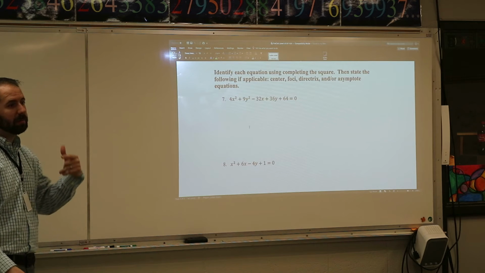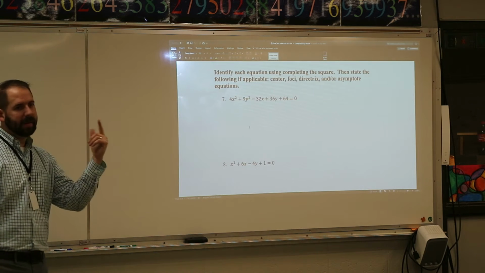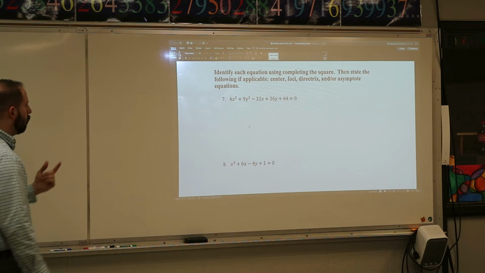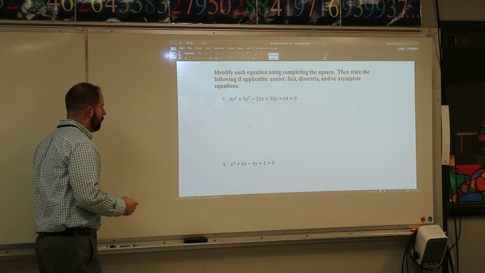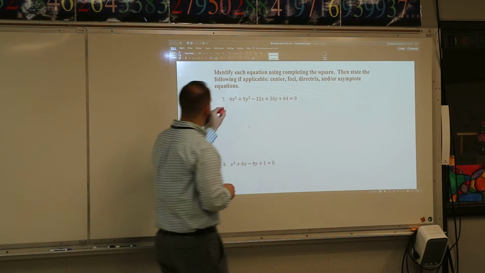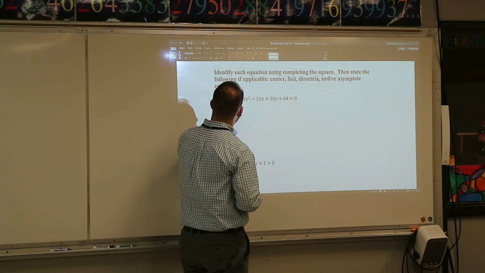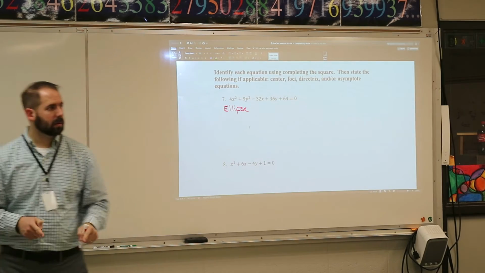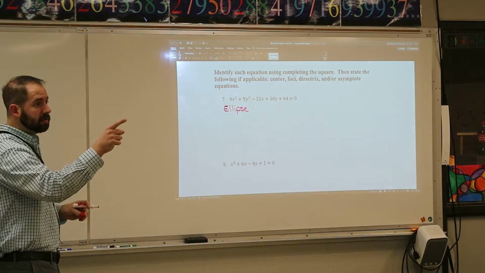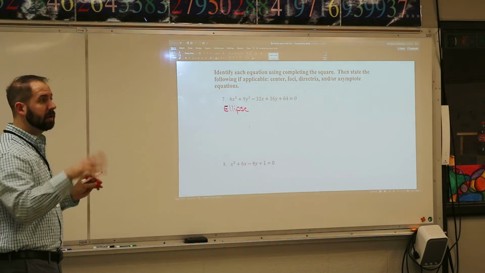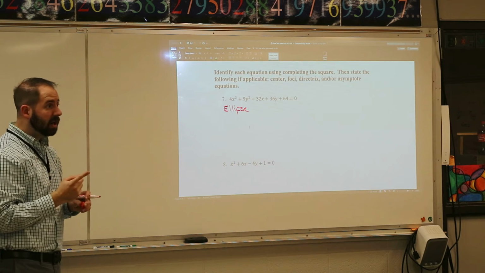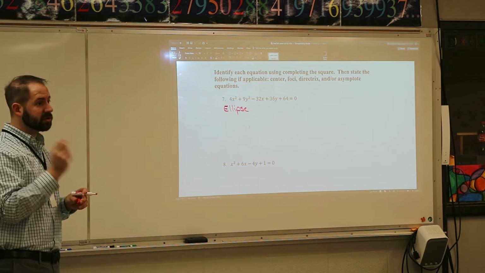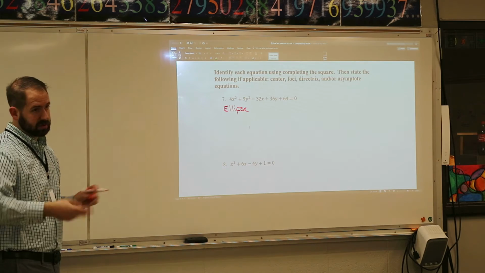So let's talk about this one. Number 7. What can you tell me about 7? What type is it? Ellipse. Okay, let's talk about why. Why is it an ellipse? You are correct, but why? It's 2 squared plus 2 squares, so that's why it's not a parabola. Keep going. It's a plus, so that means it's either a circle or an ellipse. So it's one or the other.